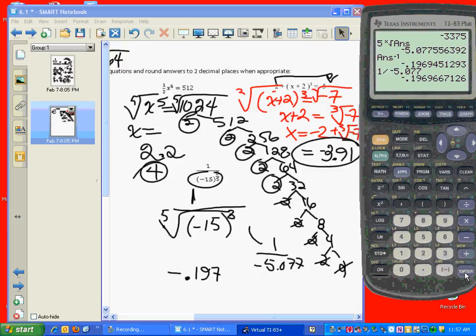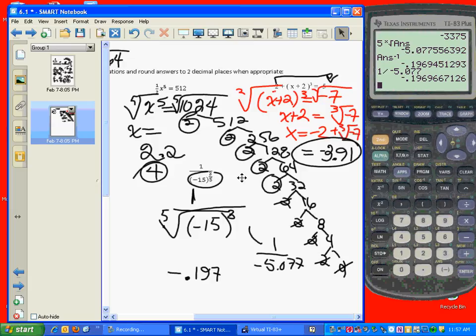Because the original problem was 1 over this stuff. And if all I'm doing is plugging in that part, and I'm getting negative 5.077, I still have to put it 1 over that. There's a difference between this. What we figured out on our calculator was this. That's what we plugged in. But the problem is 1 over that amount. You don't get it. Yeah.